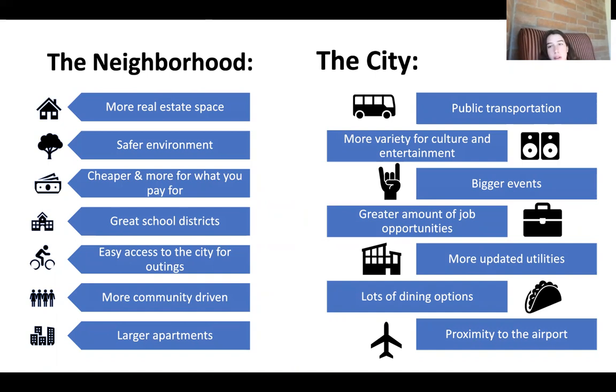And then the city does offer some good perks, including public transportation, more variety for culture and entertainment, bigger event spaces. There's great opportunities for jobs, and there's more updated utilities, dining options, and you're usually closer to the airport.